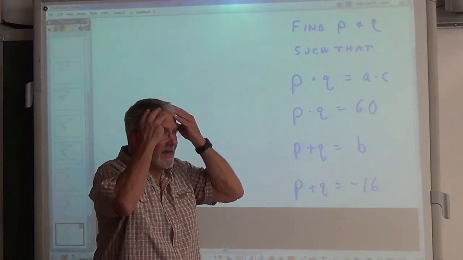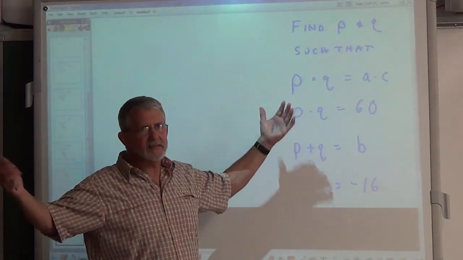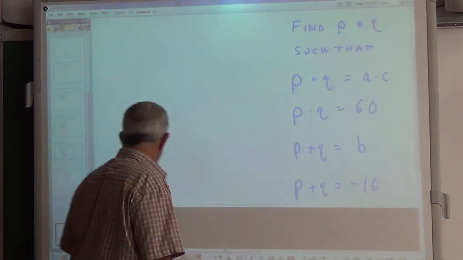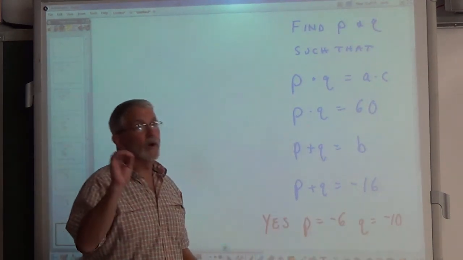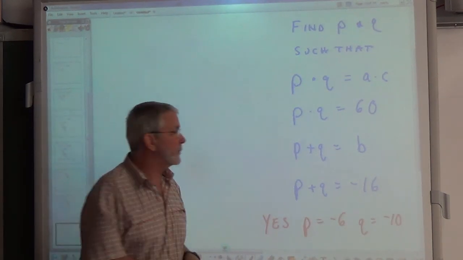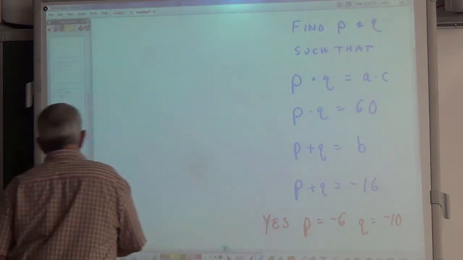Negative 6 and negative 10. Right there they are. Negative 6 and negative 10. Now what do you do with the P and the Q?